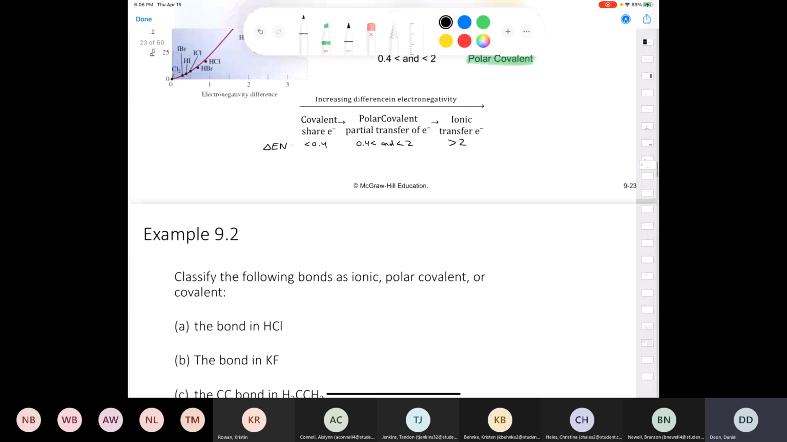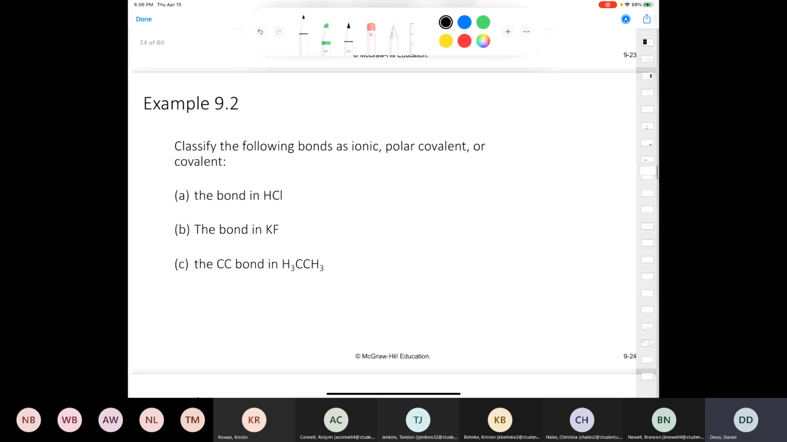Something I'd like you to think about over our short break: take a look at these molecules here. Two of them are molecules, and one of them is an ionic compound. If you look up the electronegativity of the elements, I want you to figure out whether these bonds are ionic, polar covalent, or covalent. So we're going to take a 5-minute break.